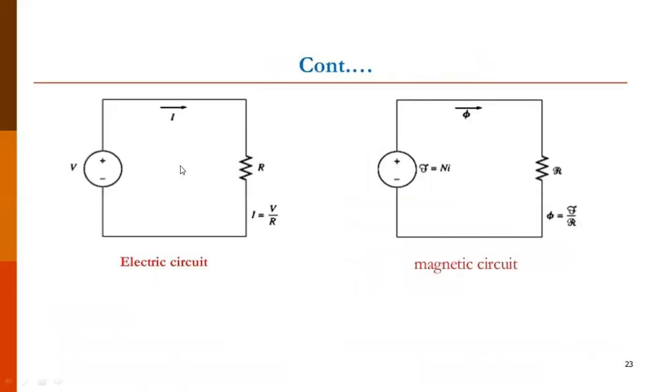This is the electric circuit and this is the equivalent magnetic circuit. Here the source of EMF is a voltage source, current is flowing, and the resistance of the circuit is R. So according to Ohm's law, I is equal to V upon R. In the equivalent magnetic circuit, here is the MMF source with N number of coils. So the force F is equal to NI, flux phi is produced, and the reluctance is S, and phi is equal to F upon S, where S is the reluctance.